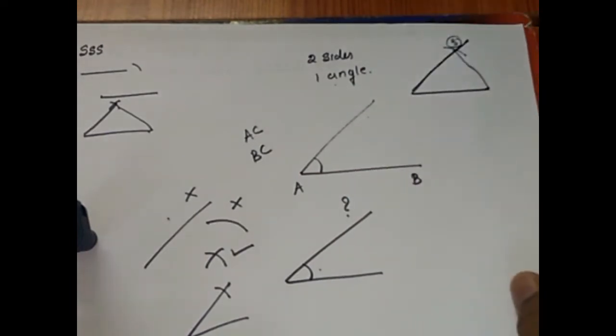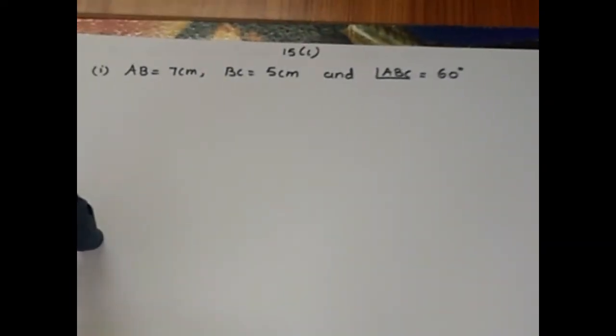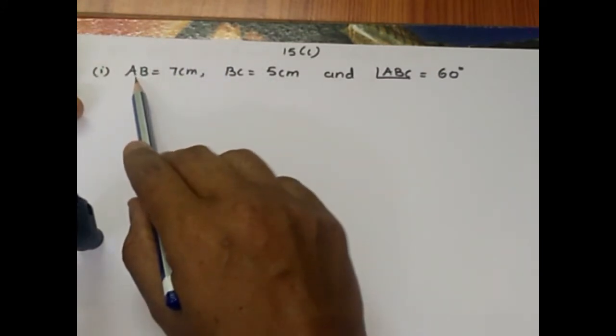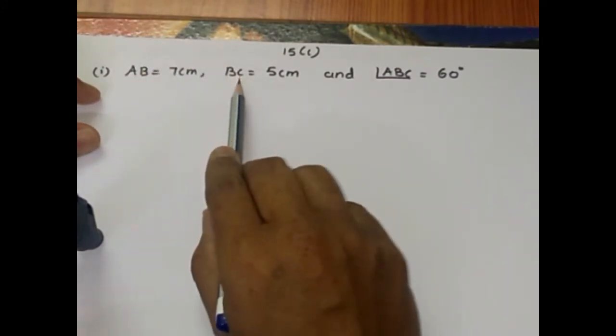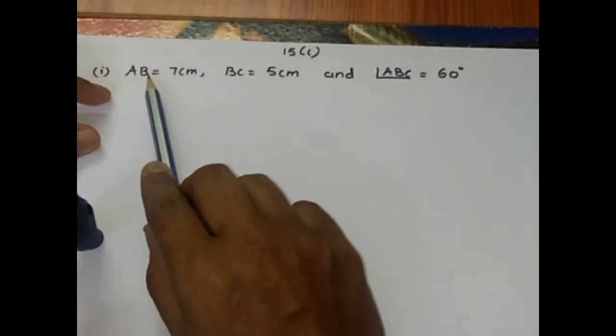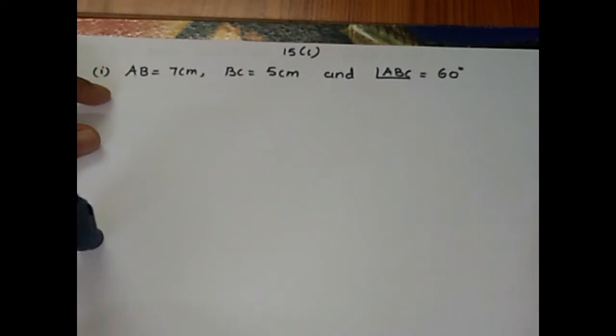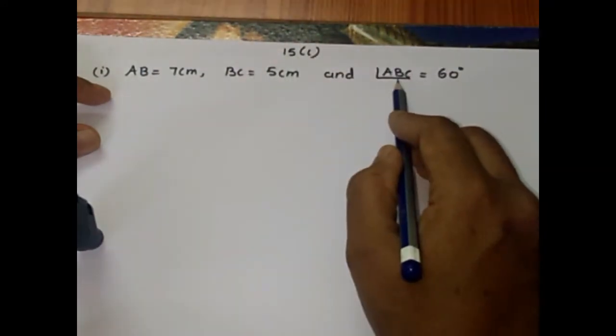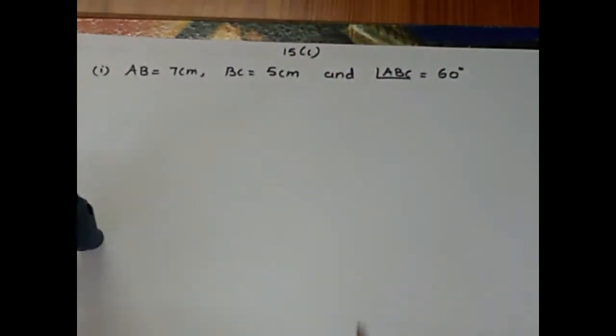Okay, let's straight away move on to the question. Construct triangle ABC. AB is equal to 7 cm, BC is equal to 5 cm, angle ABC is equal to 60 degrees. See, the measures of two sides are given. Now I can keep AB as the base or BC as the base, no problem. But if you consider AB, angle B should be on the end point of a line. If you construct BC, angle B will be at the initial point of a straight line.